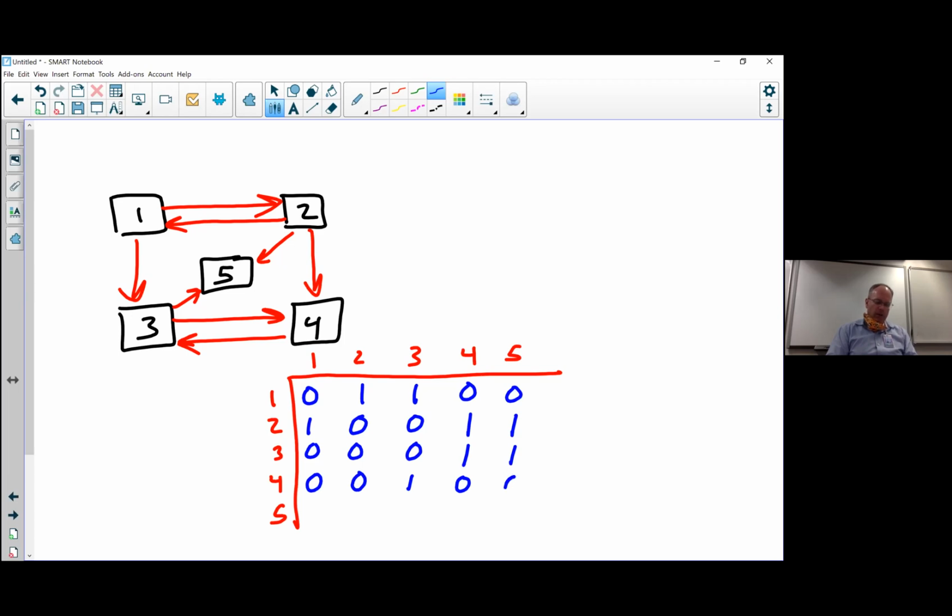No. Now we go to office 5. Can office 5 deliver to 1? Actually, if you look at it, can office 5 deliver to anybody? No. So this is a 5 by 5 matrix. In this case, it's a square matrix because the rows equal the columns.